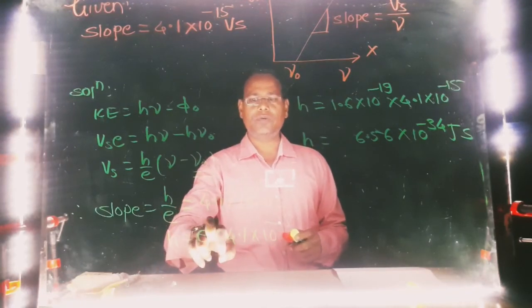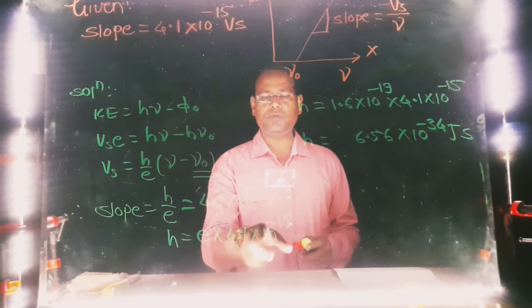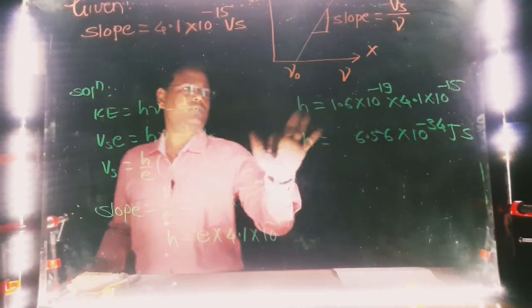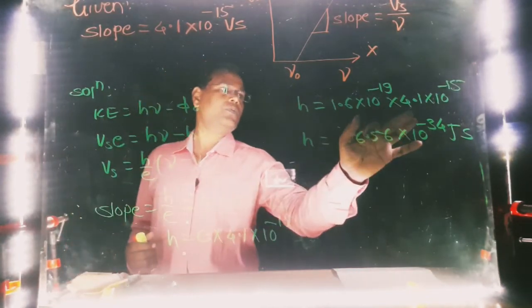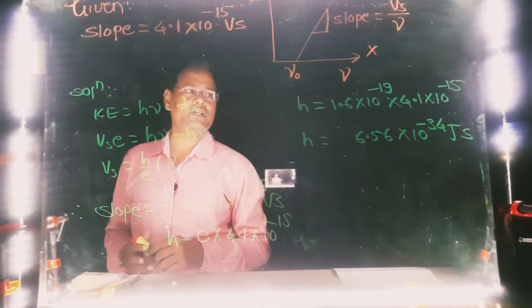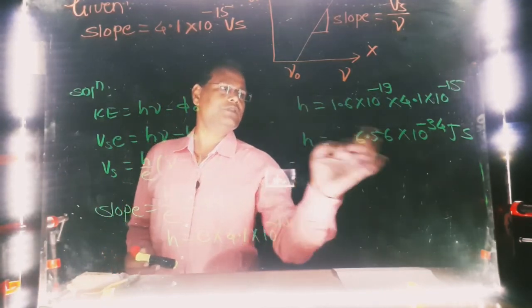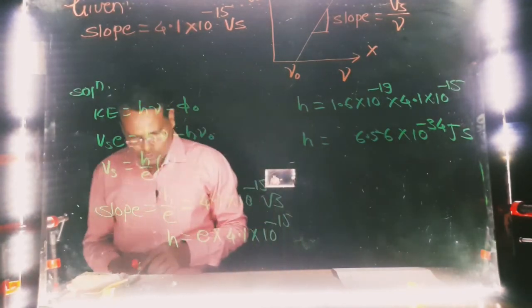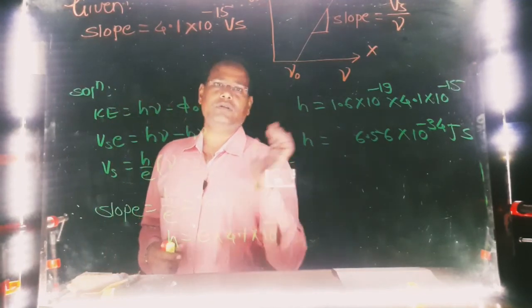It is equal to 4.1 into 10 to power of minus 15. So h can be written as E into 4.1 into 10 to power of minus 15. So h equals 1.6 into 10 to power of minus 19 into 4.1 into 10 to power of minus 15. After multiplication you get final answer 6.56 into 10 to power of minus 34 joule second. So this is the answer for Planck's constant.